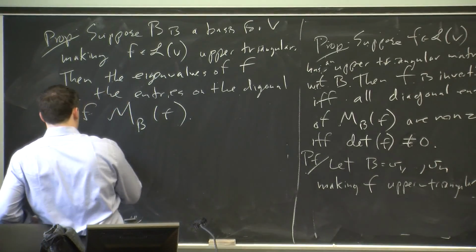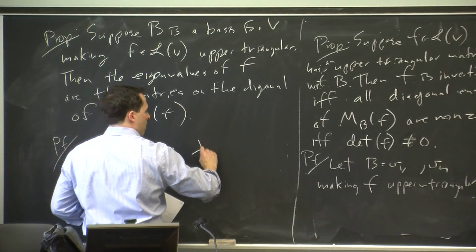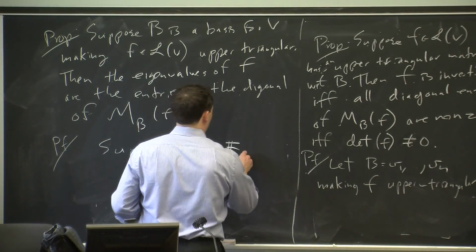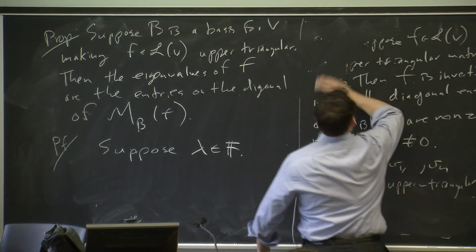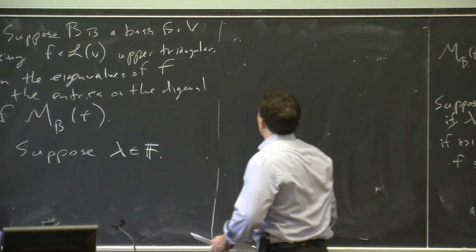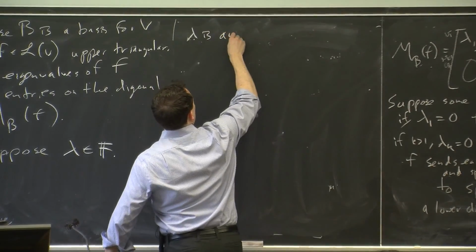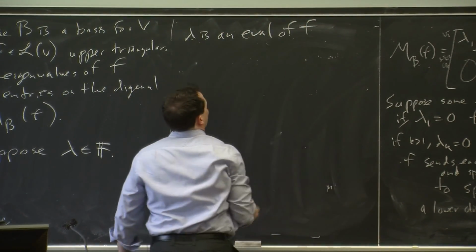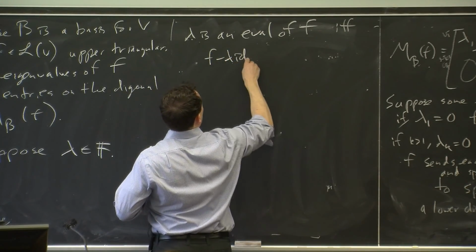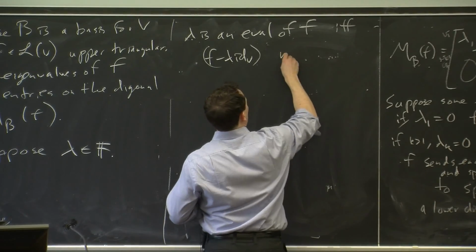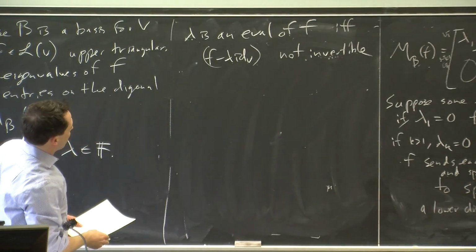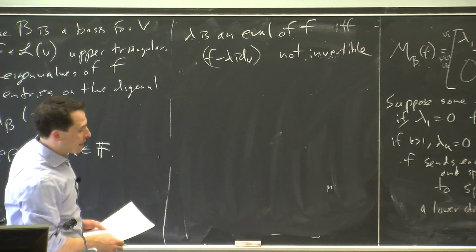Proof. Okay. Consider a number lambda in the field, and we'd like to test whether it's an eigenvalue. To test whether it's an eigenvalue, we have multiple equivalent conditions. One of them is that lambda is an eigenvalue of f if and only if f minus lambda times the identity is not invertible, has a non-trivial null space. And the null space of that is the eigenspace associated with lambda. I'd like that to be not the zero vector space.